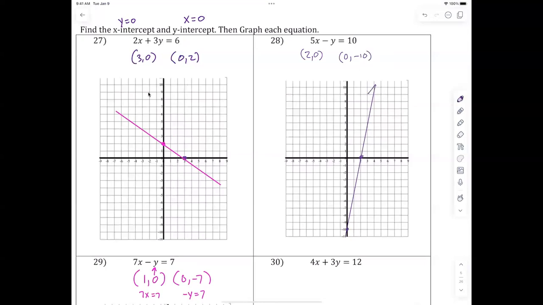We don't really graph using intercepts anymore, but I can tell you that a big part of the SAT and ACT is understanding intercepts. So whenever somebody asks you about the x-intercept, the y value is 0. And whenever somebody asks you about the y-intercept, x is 0. Yes.